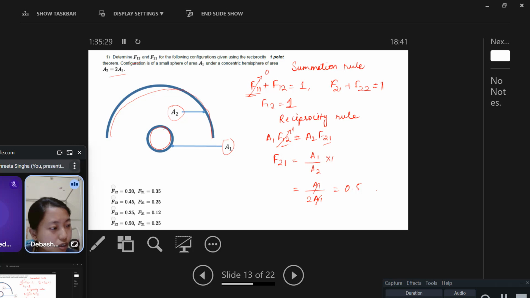Okay, but this thing is not complete here. Why? Because we have to add one more surface here, some hypothetical surface. Then only it becomes 1. This is not complete here actually. I'm sorry for this.